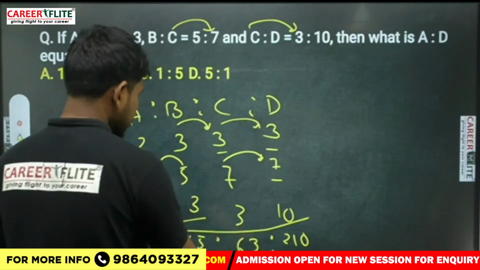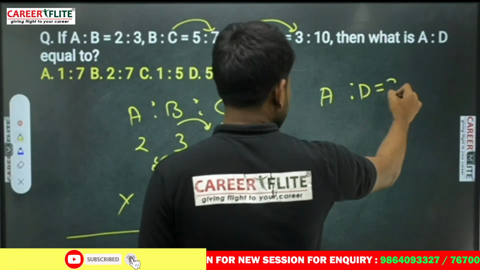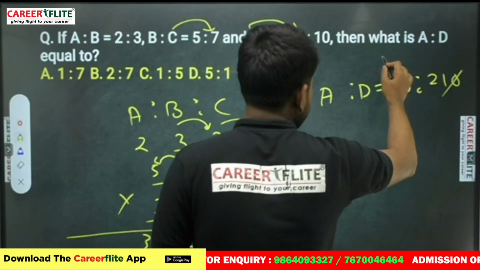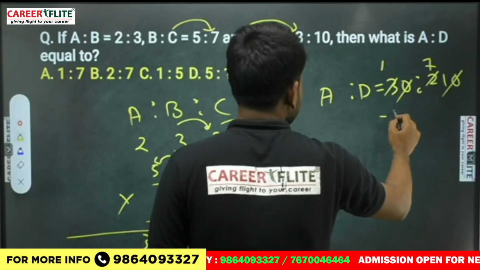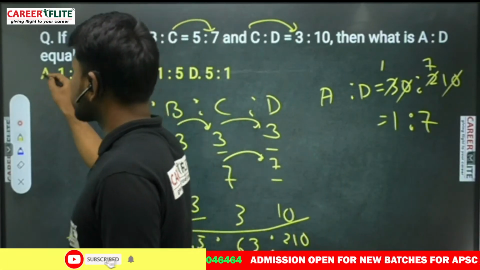So we need A to D. What is A and D? 30 is to 210. So 0, 0 get cancelled, with 3 times 1, and 3 times 7. So what is A is to D? 1 is to 7. That is option number A.